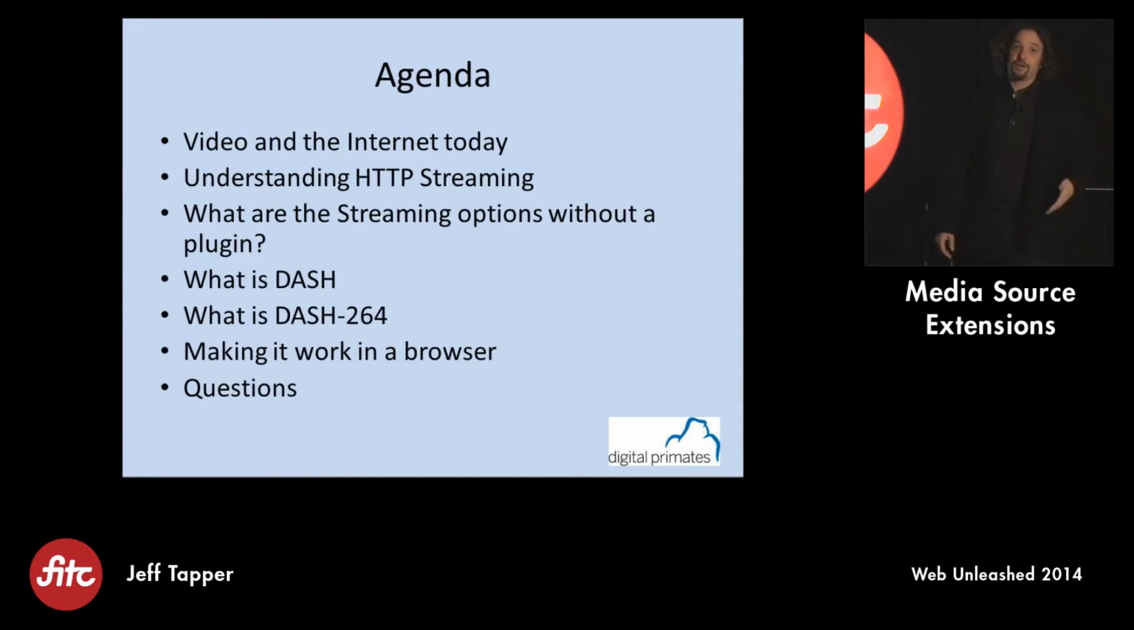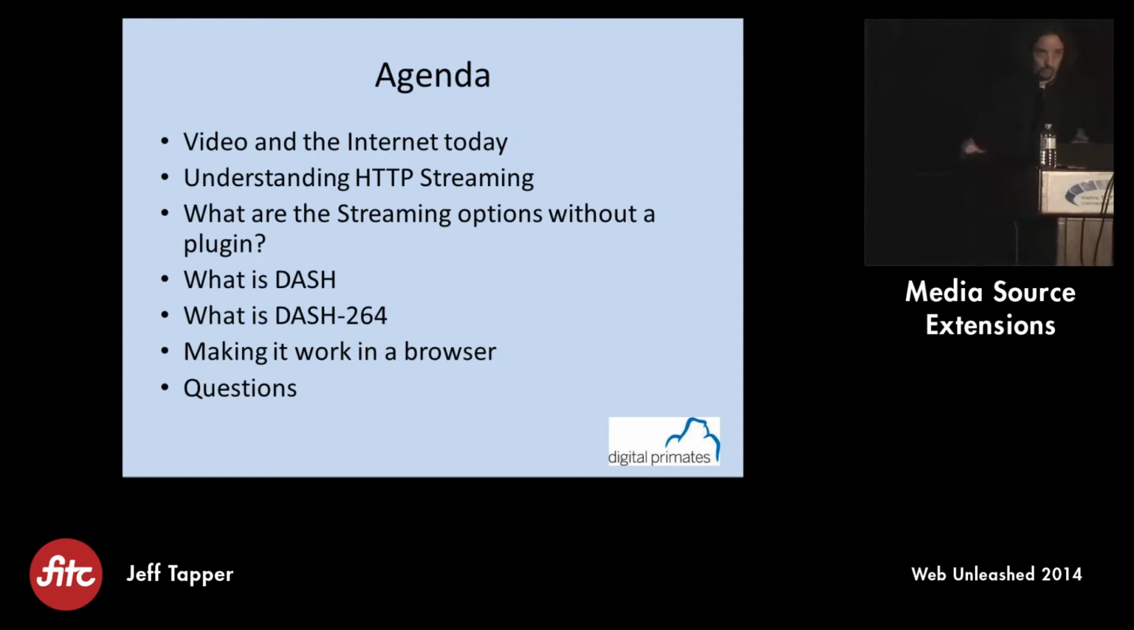So here's what we'll be talking about today. We'll talk about video and the internet and where we are and where we want to be. We'll talk about streaming via HTTP, and what the options for streaming are. We're going to talk a little bit about Dash, which is specifically dynamic adaptive streaming over HTTP. It's an open standard in this world, and we'll talk about why that's interesting, a little bit about the Dash 264 specification, and then we'll dig into some code and see how we make it all work in a browser, and what it all means.